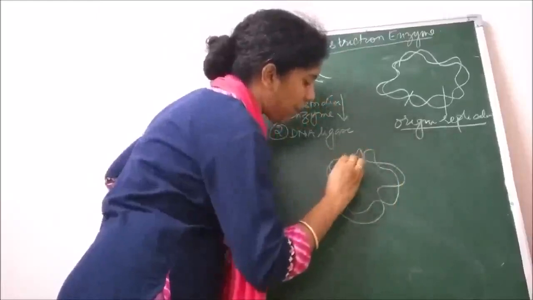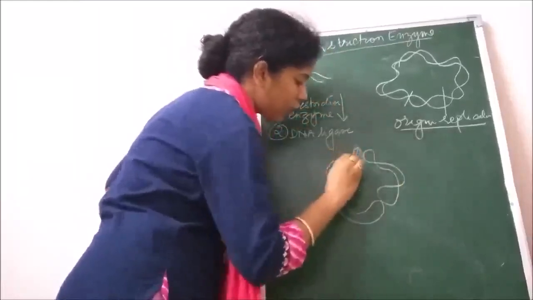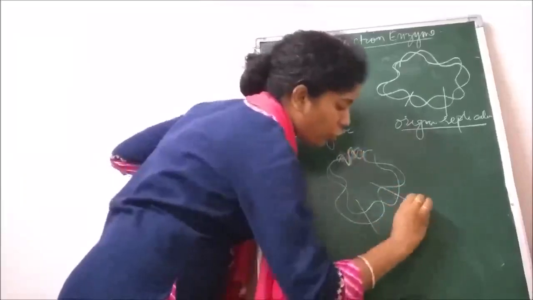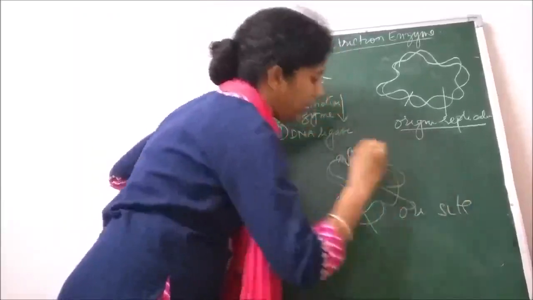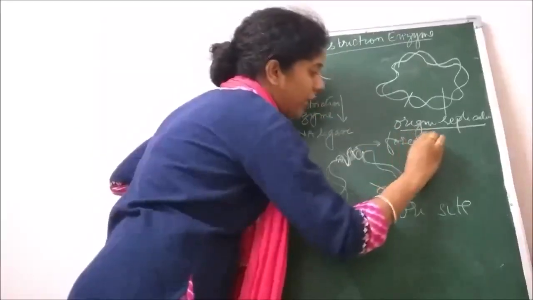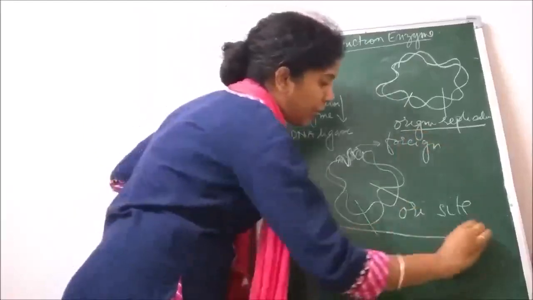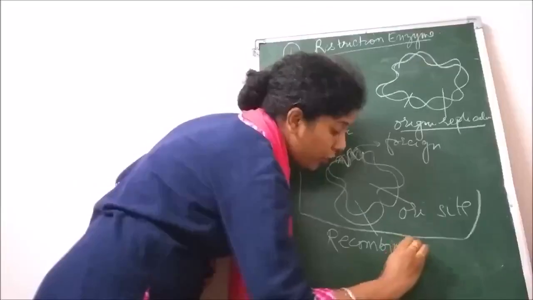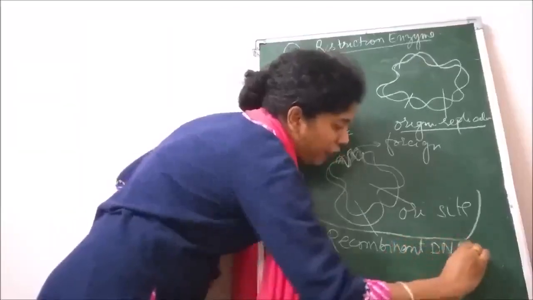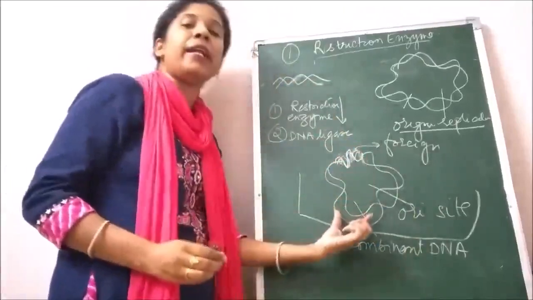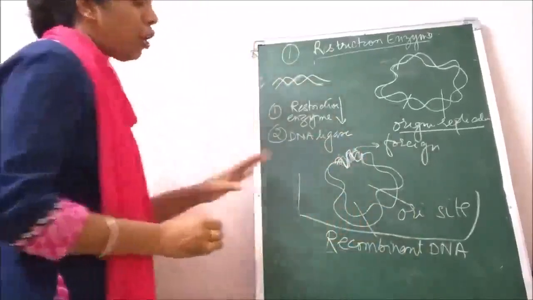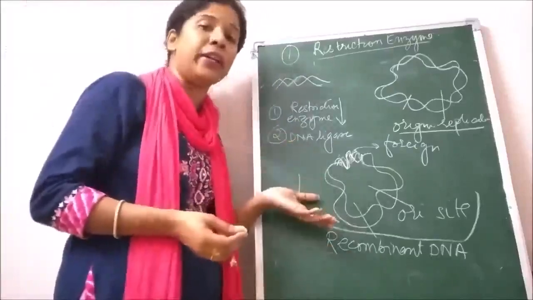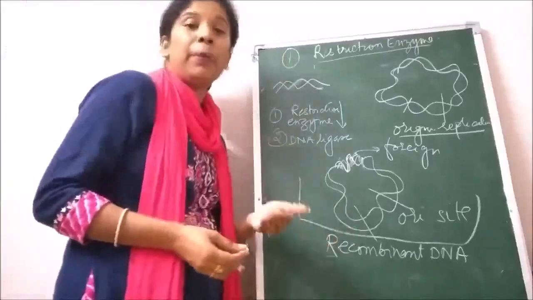And this is, for example, your foreign DNA which has been inserted. This is the origin of replication, which is also called ori, and this is the foreign DNA which has been inserted. Now this molecule is a recombinant DNA molecule because it has two types of DNA, the foreign DNA and the DNA of the vector. Now this DNA molecule cannot amplify by itself. It has to enter a host to make multiple copies of itself.